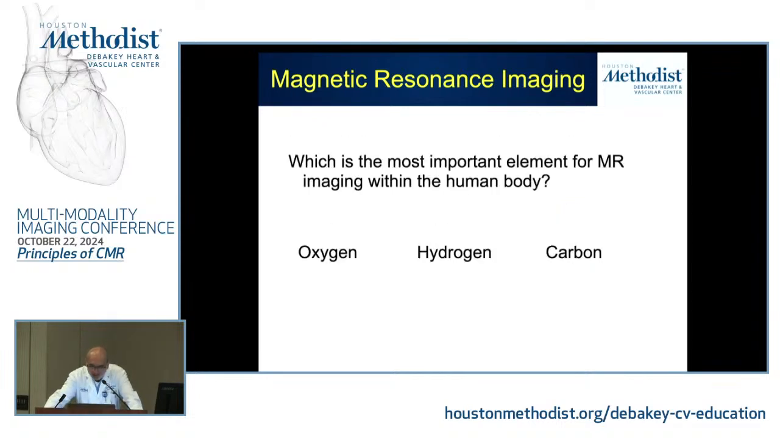So here's the next question, which I haven't given you the answer to yet: for MRI imaging, what is the element that's the most important in the human body? Is it oxygen, hydrogen, or carbon? Hydrogen. Okay, that's great. So everyone got that right.